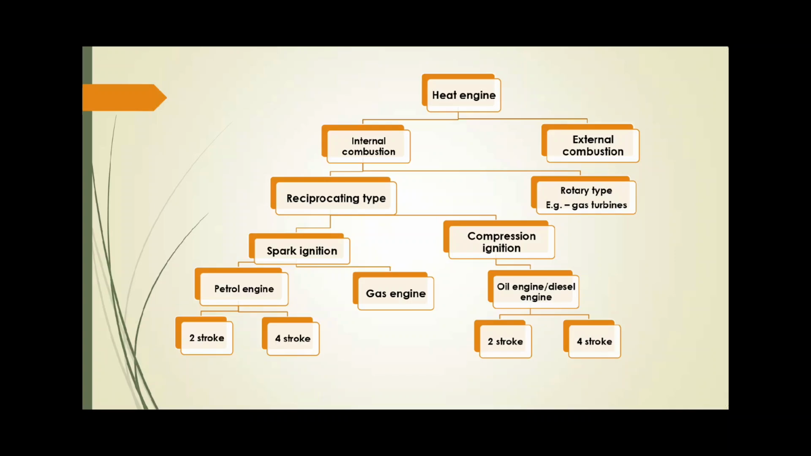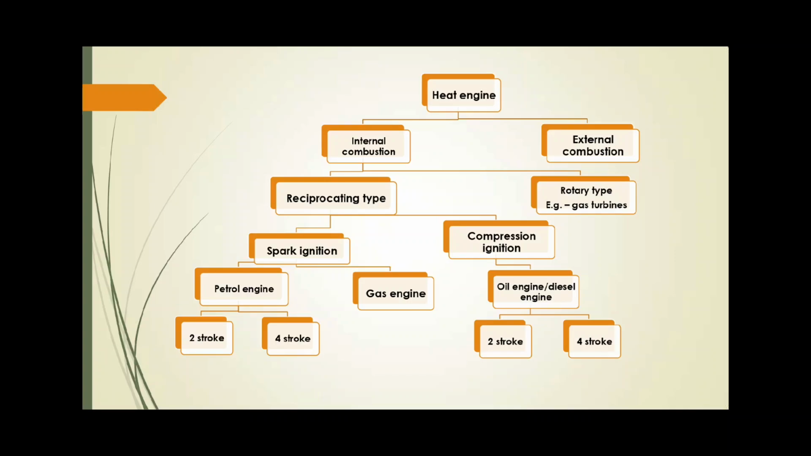Heat engine is broadly classified into 2 types. First one is internal combustion engine. Second one is external combustion engine. Internal combustion engine means IC engines. If the combustion of the fuel is ignited inside the engine cylinder, all such engines are called internal combustion engines. If the combustion of fuel is ignited outside the engine cylinder, it is called external combustion engine.